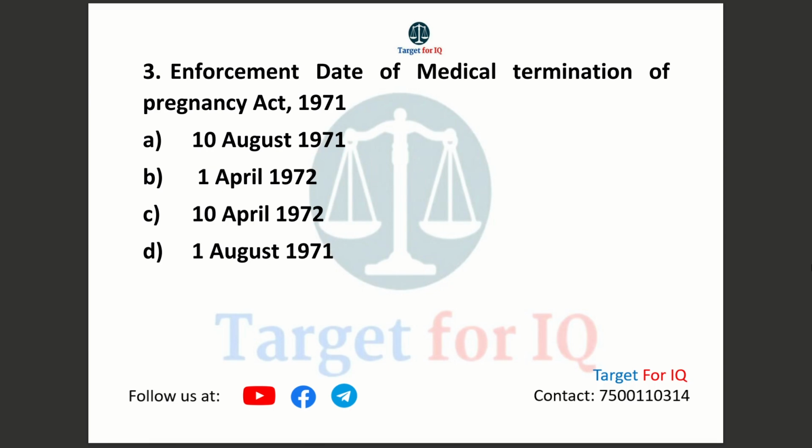Question number 3. Enforcement date of Medical Termination of Pregnancy Act 1971 is option A. 10th August 1971, option B. 1 April 1972, option C. 10 April 1972, option D. 1 August 1971. The correct answer to question number 3 is option B. 1st April 1972.